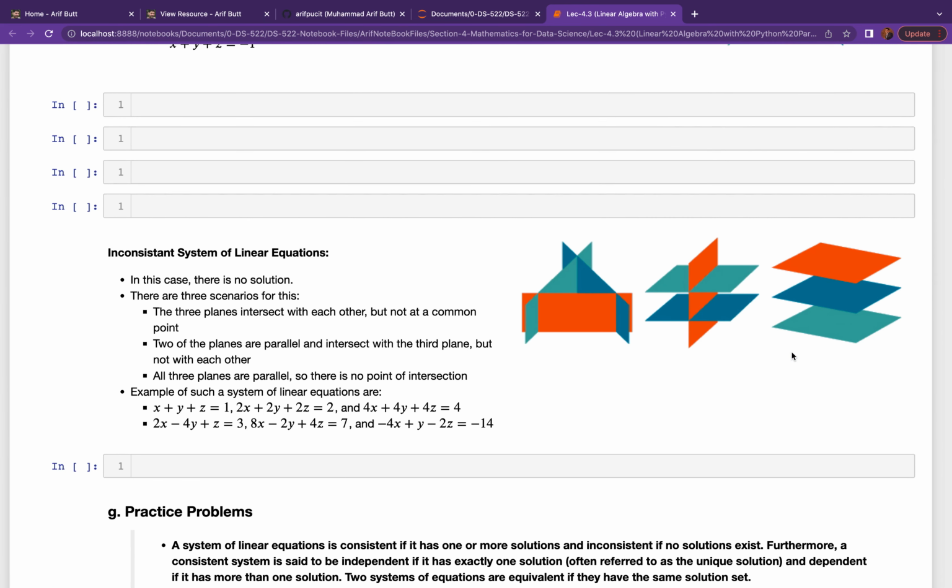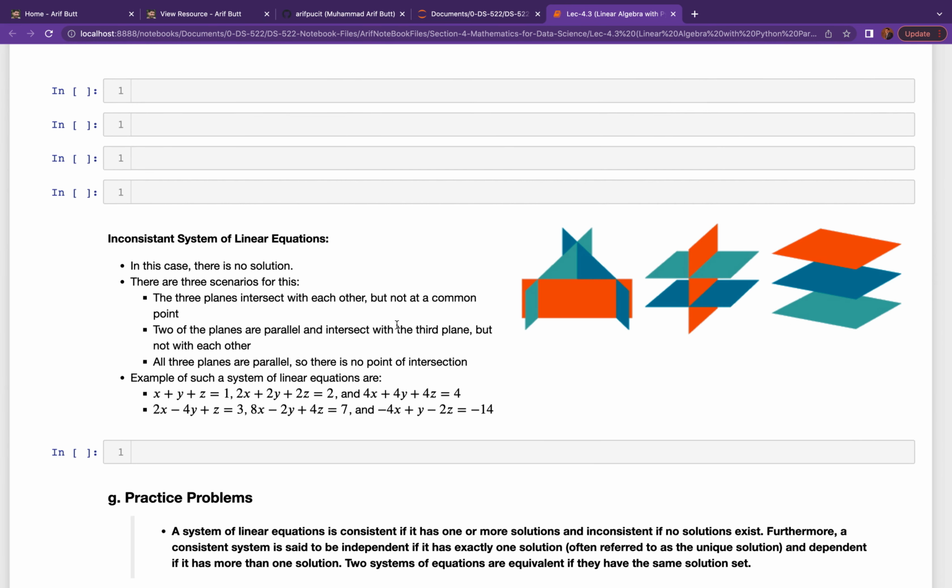And the last category is inconsistent system of linear equations. Over here we have no solution. These are the two example systems of linear equations. Three equations, three variables.